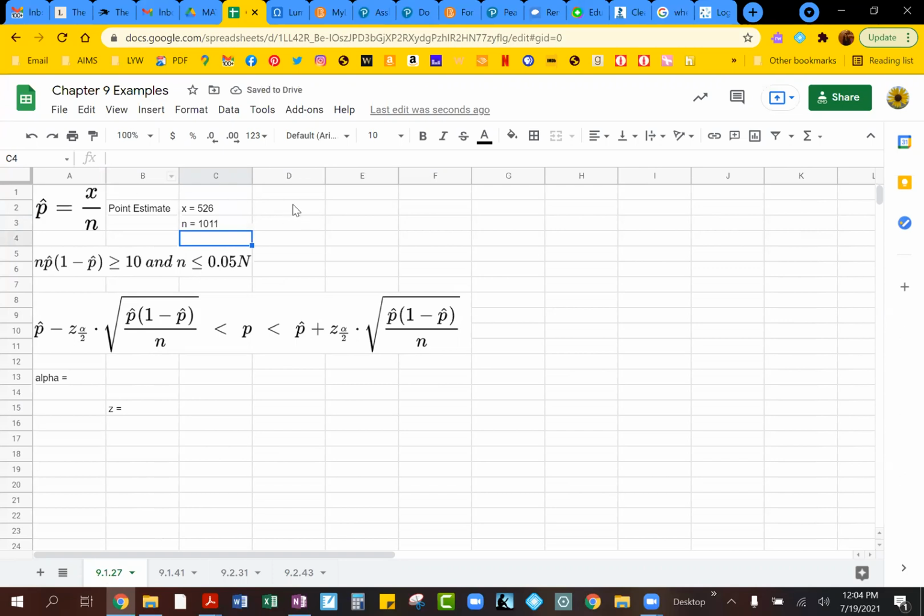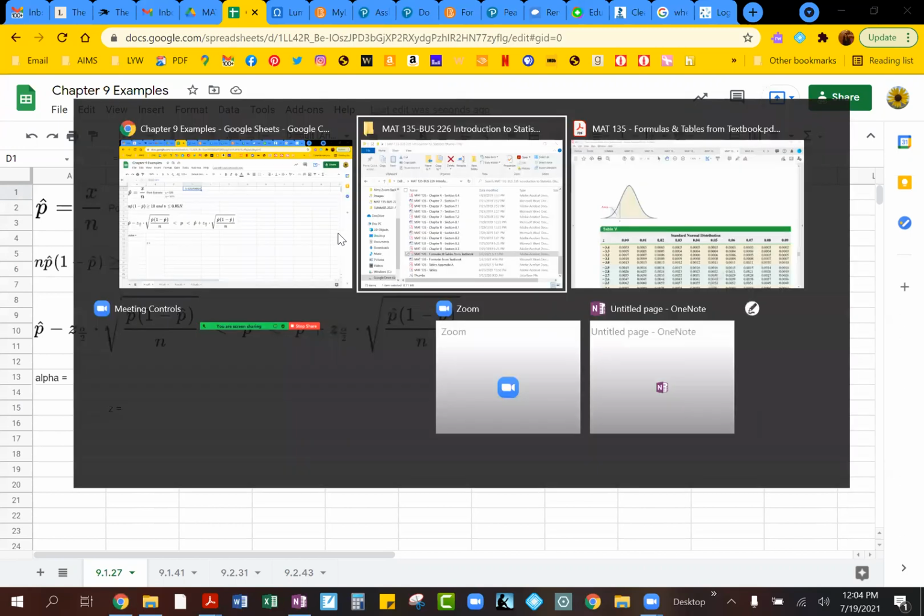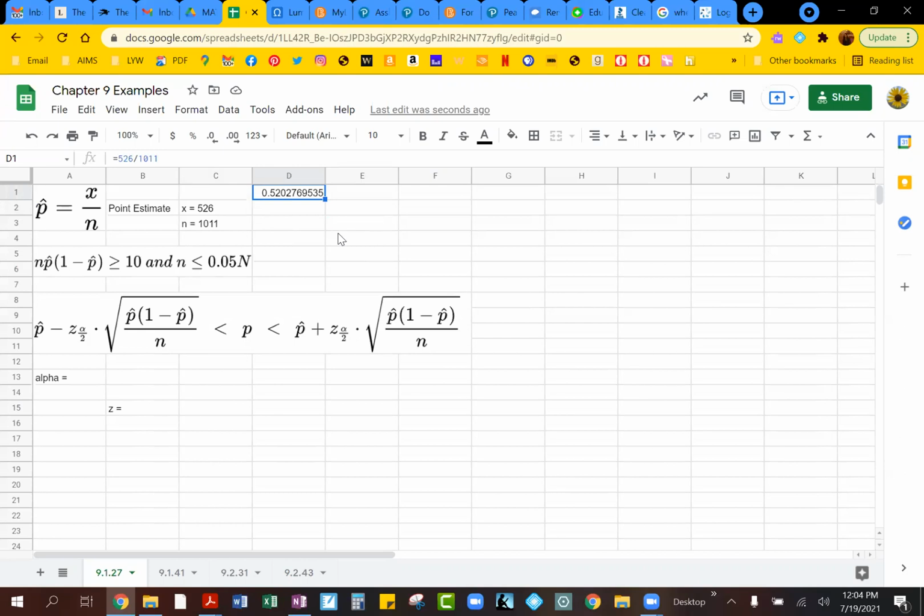So your point estimate is basically a calculation of x divided by n. So you can just, like I said, either use a calculator or you can use Google Sheets or Excel to help you out. So that's going to be the 526 divided by 1,011. And you will see I've put an equal sign next to it, so that way Excel will do the calculation for us. And you can see this division is coming out to be 0.5202769.